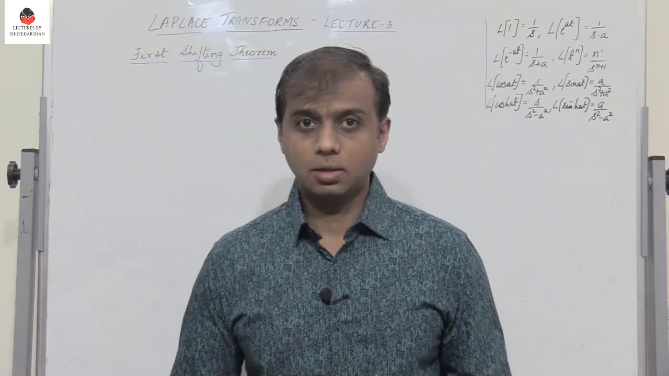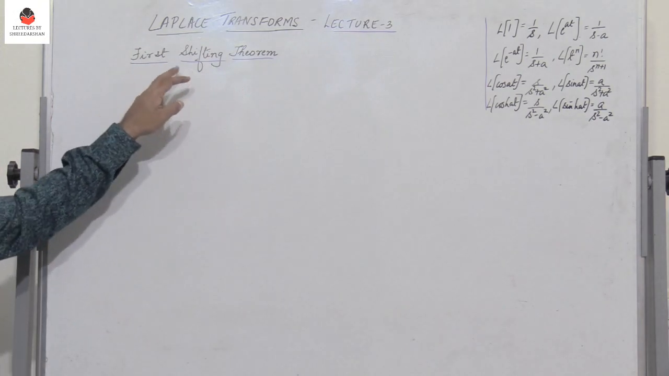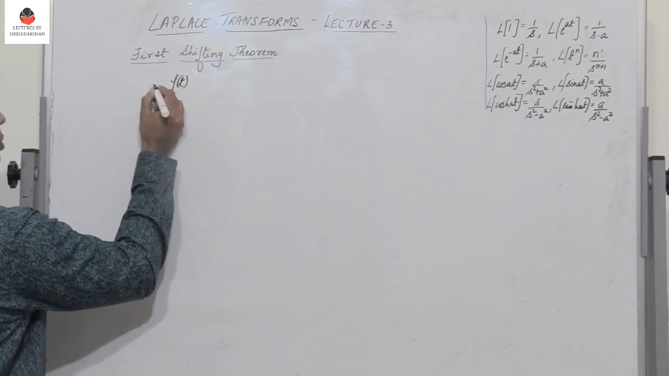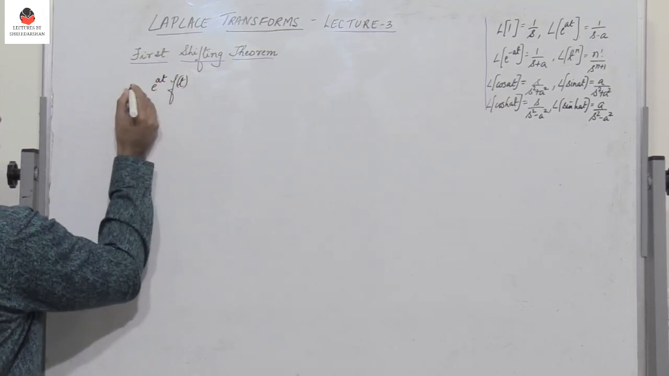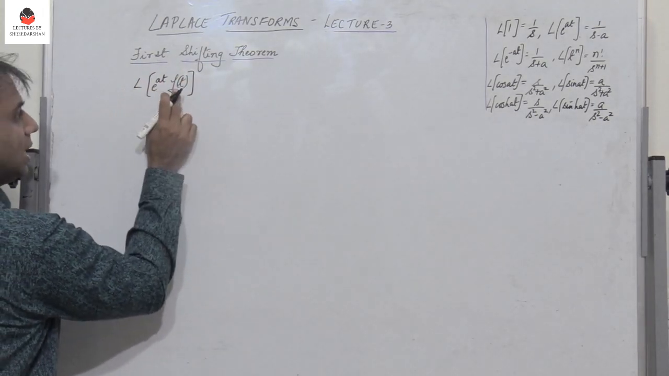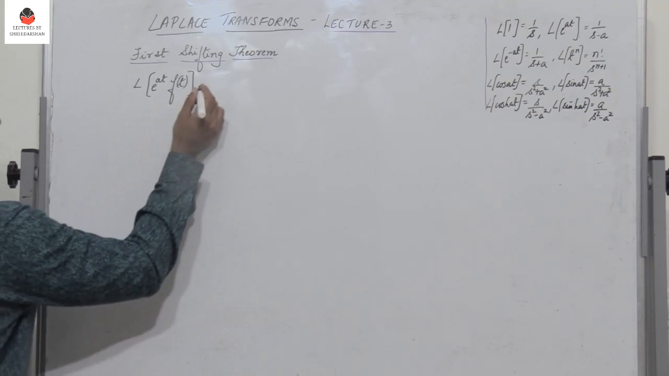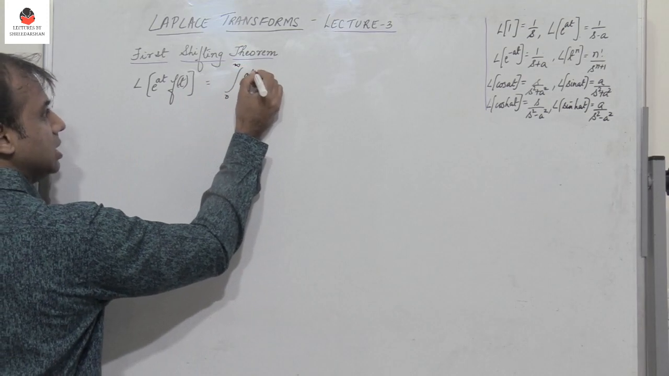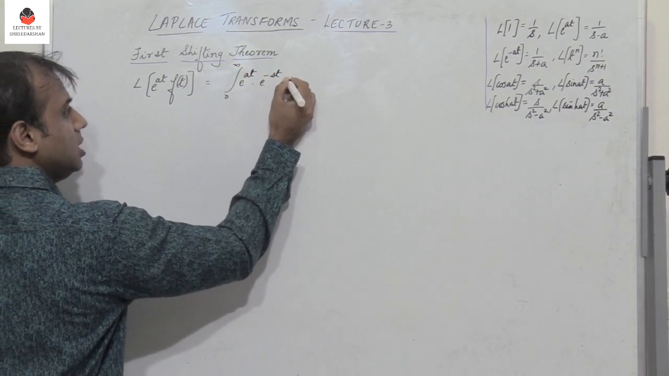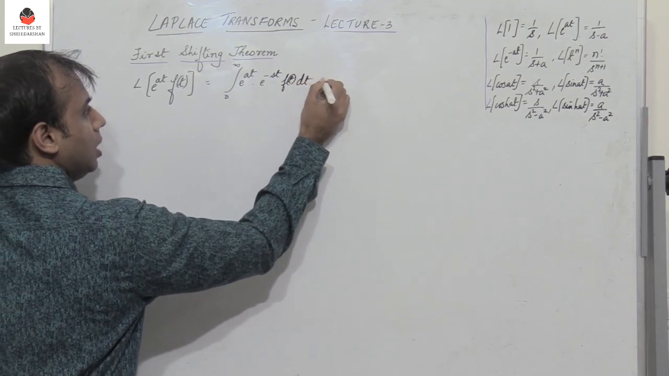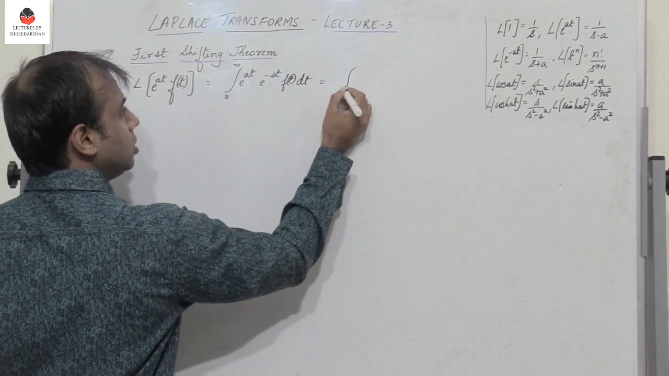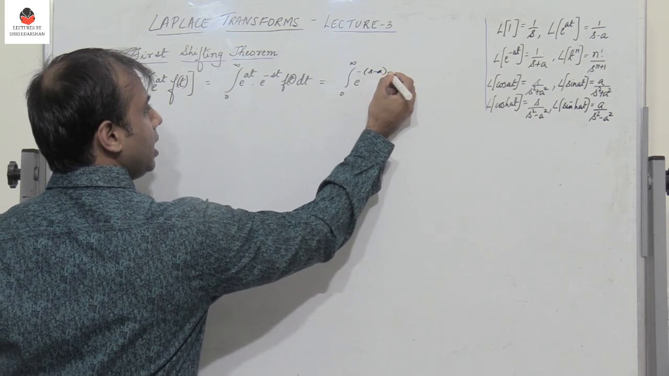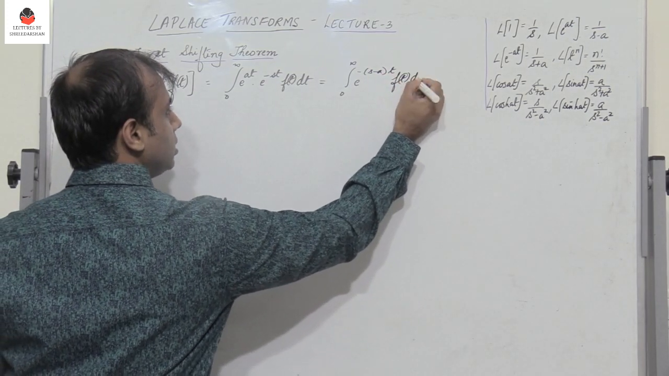What is the first shifting theorem? So in Laplace transform, we come across the first shifting theorem where the given function f of t is multiplied with an exponential, say e power at, and we need to find the Laplace transform of e power at into f of t. Now by the definition of Laplace transform, it is 0 to infinity e power at into e power minus st f of t dt. Now this is equal to 0 to infinity e power minus s minus a into t f of t dt.